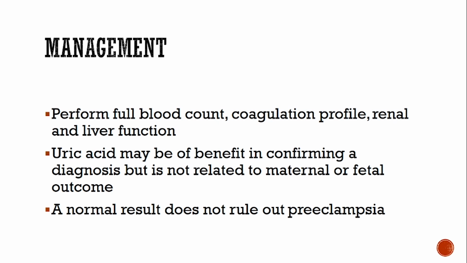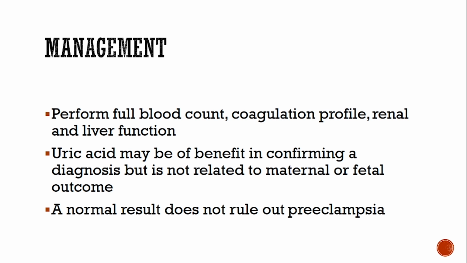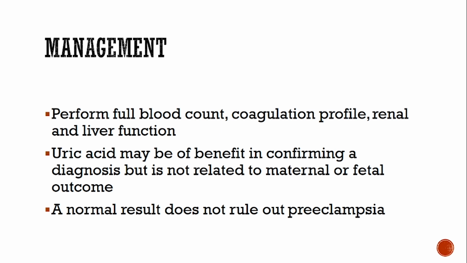Then perform a full blood count, looking at the blood levels and other parameters of the full blood count, the coagulation profile, the international normalized ratio, prothrombin time, and the partial thromboplastin time. All these things should be assessed. Renal and liver function tests. You remember that there is a possibility of parenchymal affectation of the liver enzymes. Uric acid is important. We mentioned that earlier, and it may be beneficial in confirming the diagnosis, but it is not related to maternal or fetal outcome. Remember what we said about the severe proteinuria in the other slide, but we are saying right now that uric acid being increased is not related to maternal or fetal outcome. A normal result, however, of uric acid does not rule out preeclampsia. So this statement should be understood very clearly.